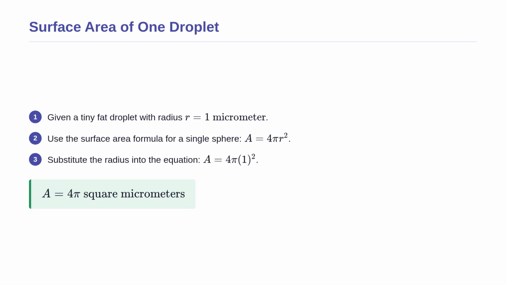We choose the standard sphere surface area formula because fat droplets form perfect spheres in the gut. We substitute our known radius of 1 into the equation. Squaring 1 simply gives us 1, leaving us with a final answer of 4 pi square micrometers. Physically, this represents the microscopic workspace available on just one single droplet for the pancreatic enzymes to attach and begin chemical digestion.